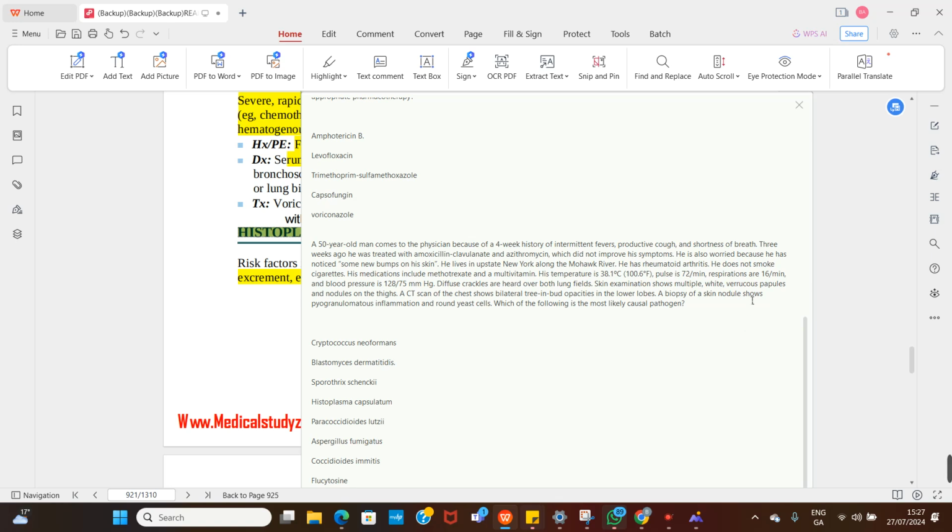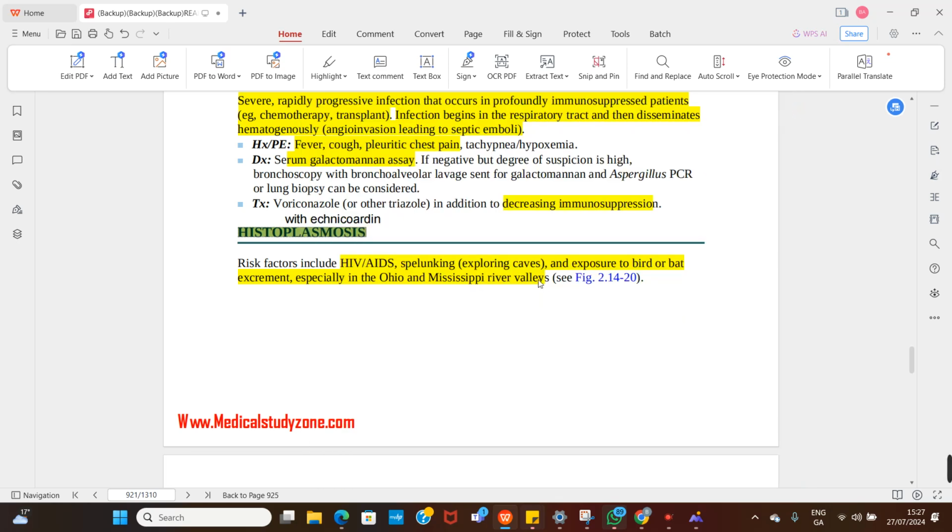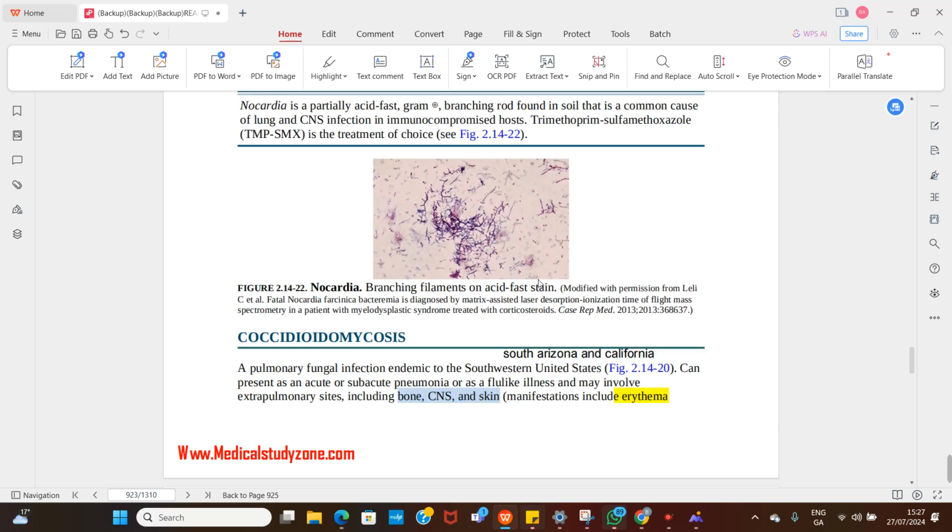There's already a skin manifestation. It has gone beyond the lungs. Give your amphotericin B and you move. That is it. So that's that about the fungi.